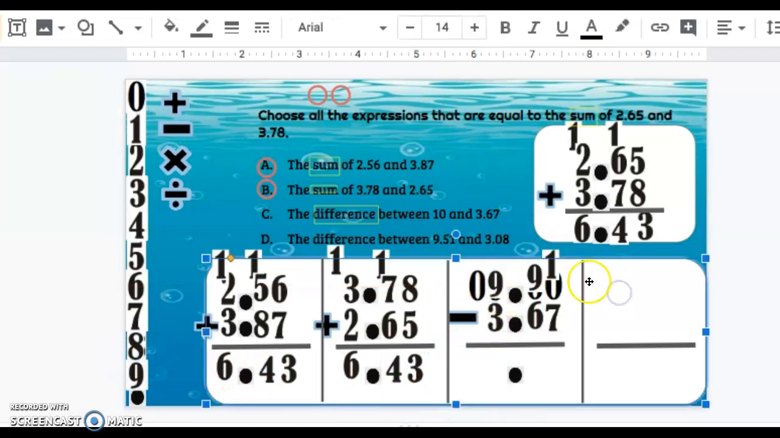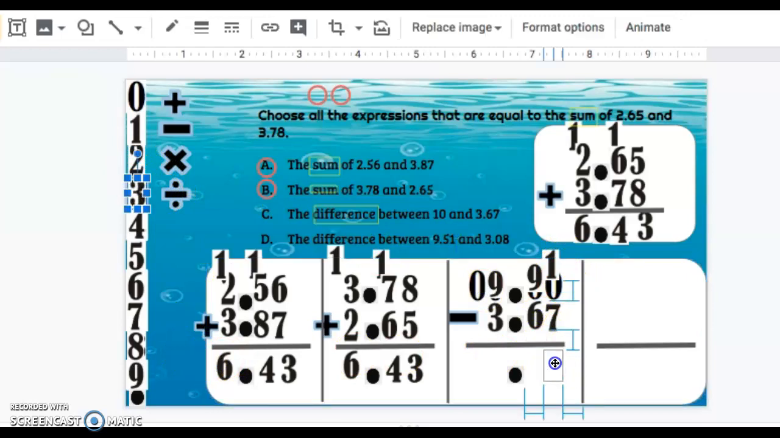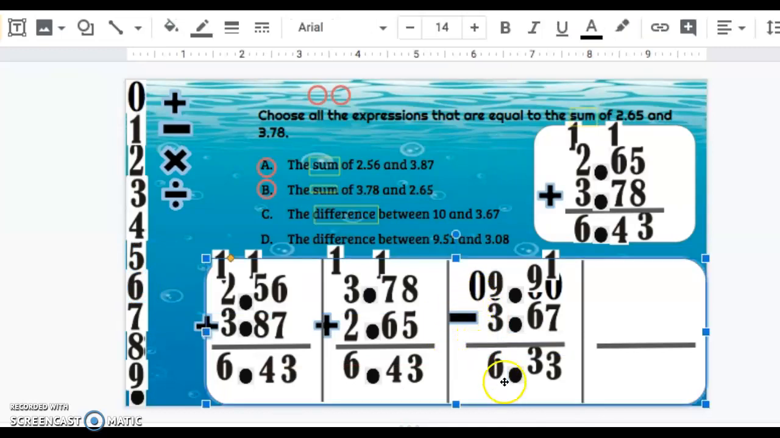So now we can solve. 10 minus 7 is 3. 9 minus 6 is 3. 9 minus 3 is 6. And 0, and there you could put a 0 here for its placeholder, but 0 minus 0 is 0. So we have 6 and 33 hundredths. That does not equal 6 and 43 hundredths, so we do not want to circle C.